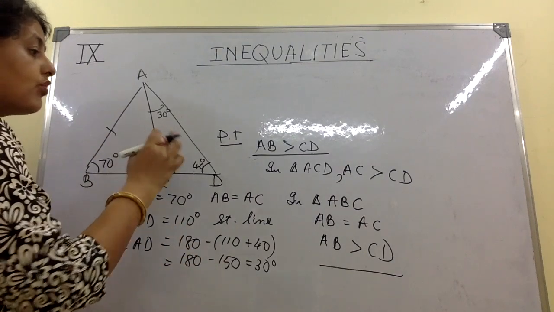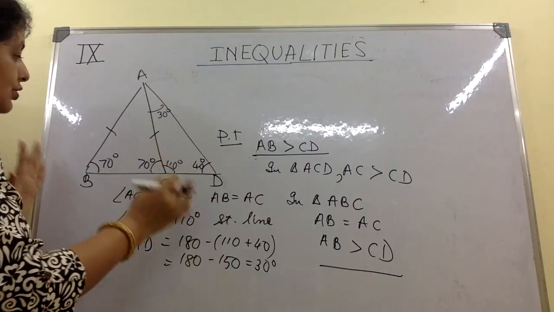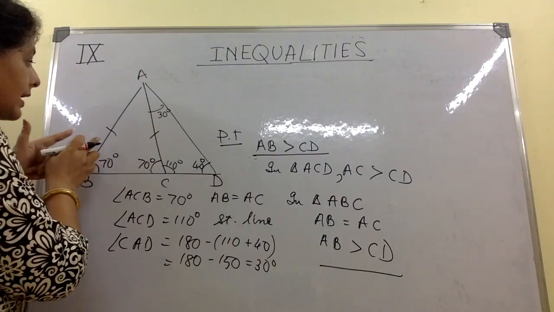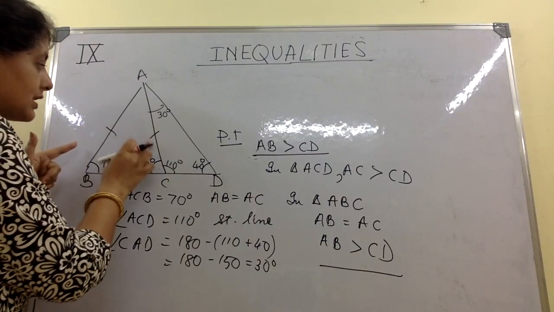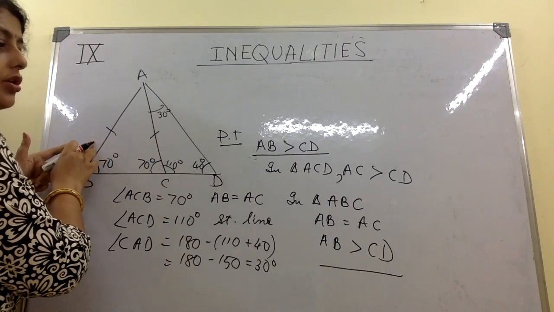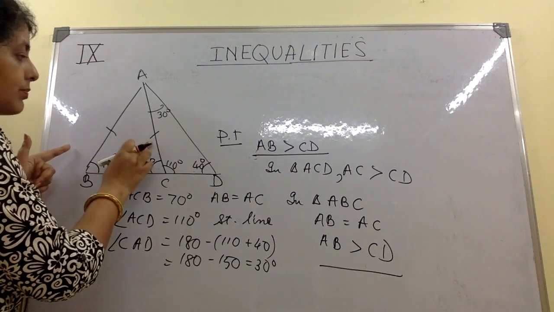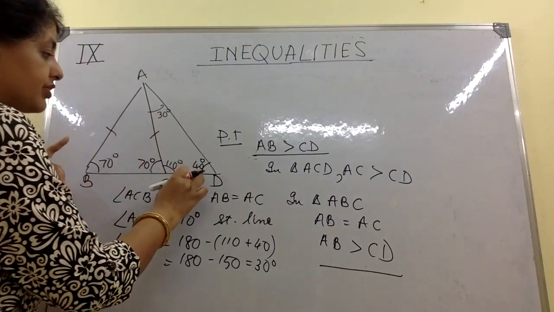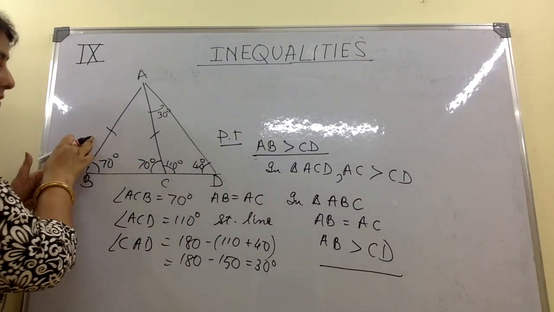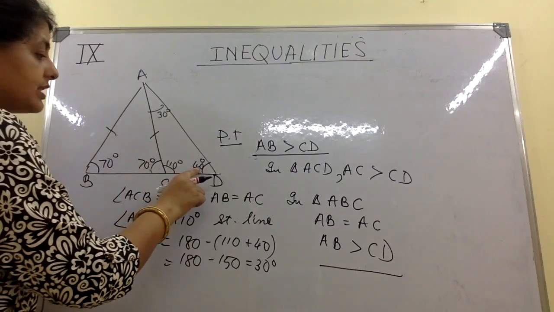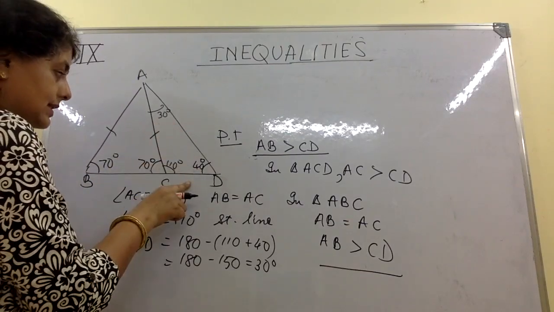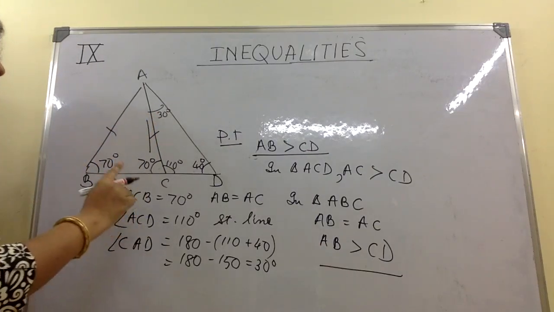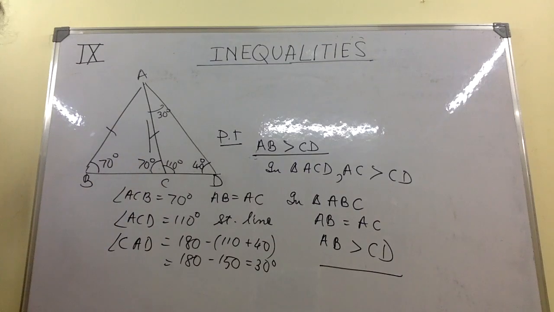So how did we manage this? Because AC was the common side between the two triangles, we could talk about this triangle and use this in place of this, because they are equal. So in place of this we replaced this. We didn't talk about this angle and this side, remember. We talked about this angle, this side, this angle, this side, but in place of this we just changed it to this. So that way we can prove AB is greater than CD.